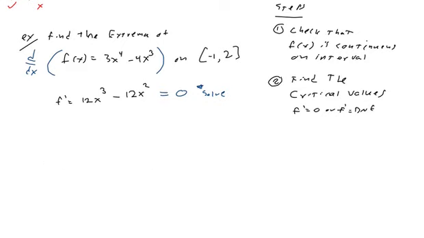How do we solve this? What process do I use? Do I add 12x squared to both sides? Well, remember, it's a cubic equation. I got x cubed. Yeah, I got to factor out, exactly. I'm going to factor out the 12 and the x squared. So I'm going to factor out 12x squared, and then I'm going to get x minus 1 equals 0.